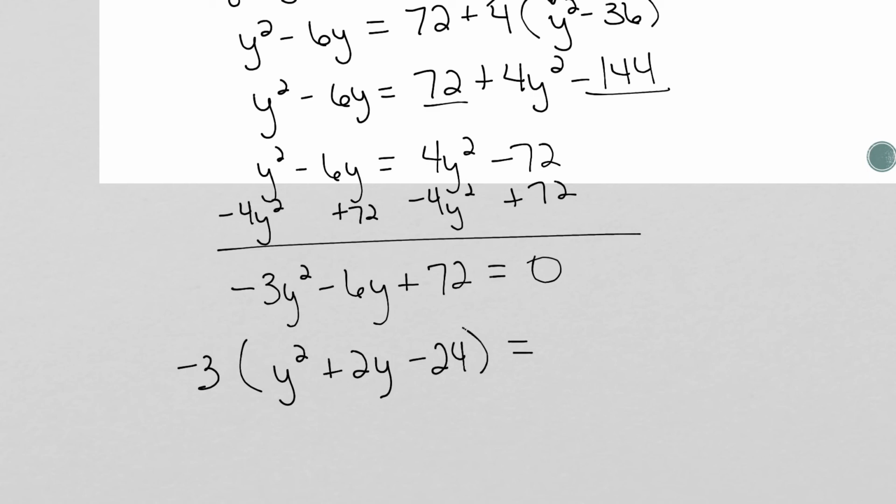And remember, whenever you factor out a negative, what that does is it changes the sign of each term. So the y squared term is no longer negative, it's positive. The middle term is no longer negative, it's positive. And the last term was positive, so now it's negative, okay? So now, let's factor this.